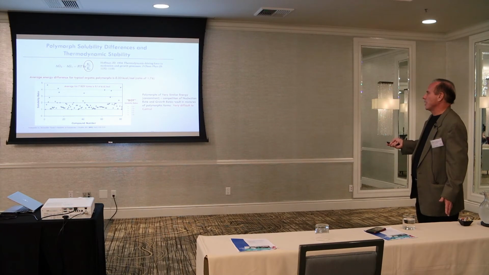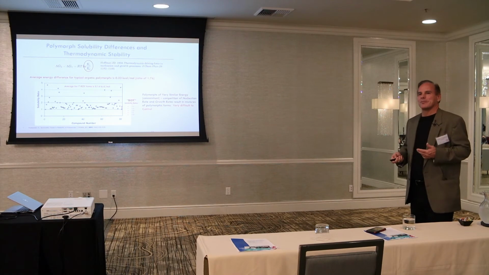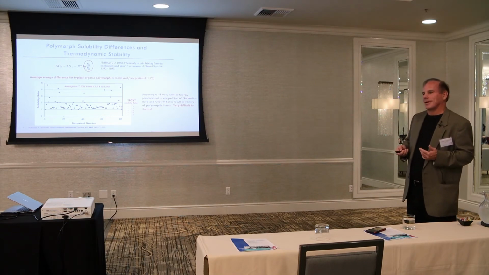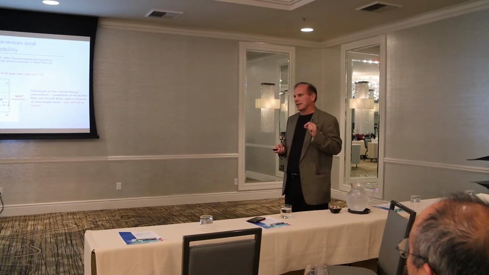There's competition of nucleation rate and growth rates that result in mixtures of polymorphic forms, and they're very difficult to control. If you want to control what polymorphic form comes out, you have to control the supersaturation ratios very tightly in order to do so. And really with Roy, because they were so tight, it was pretty difficult.